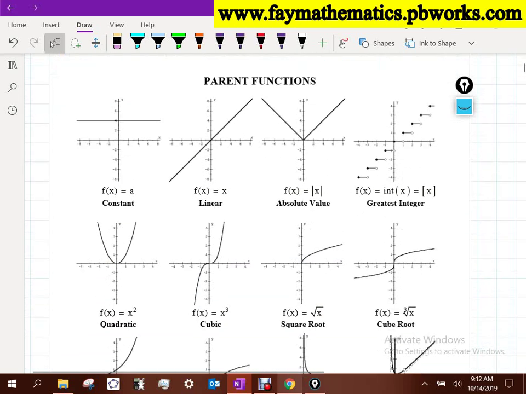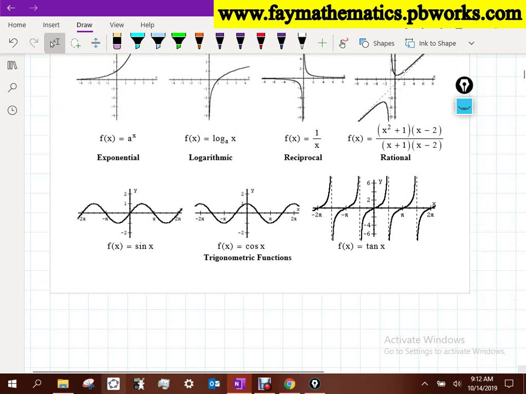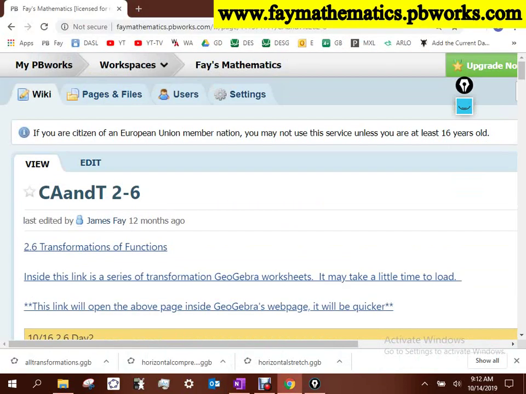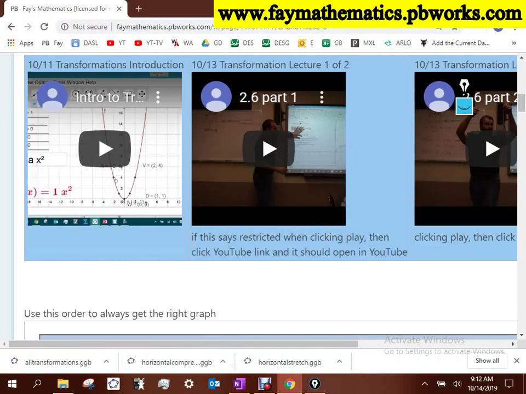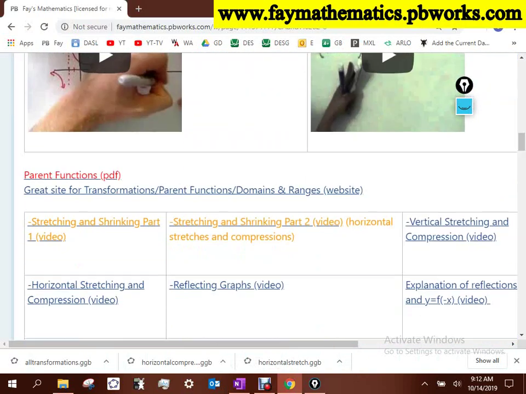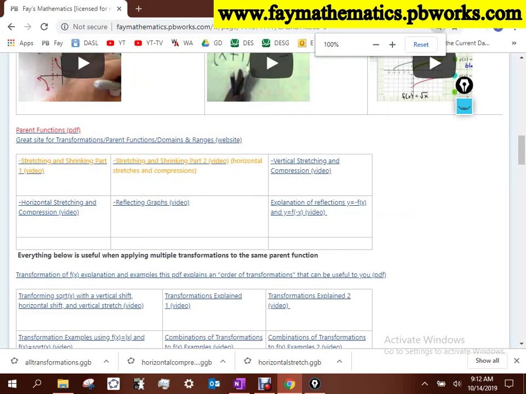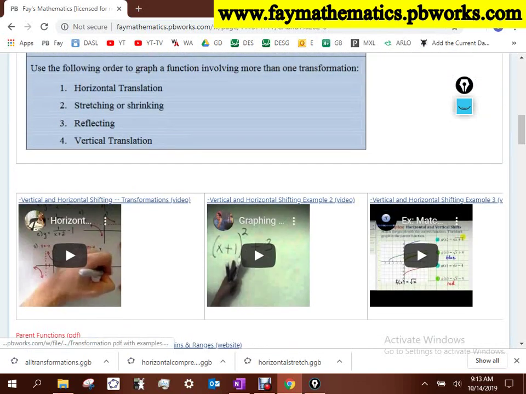If you want this parent functions sheet, which I think it should be something that you want, go to section 2.6 on the website, scroll down, there's a red link here that says parent function PDF. I think the best thing to do is just download that, keep that, print it out, whatever you want to do. I've had some people asking me, where can I get more examples? Can we do more examples in class and that kind of thing?